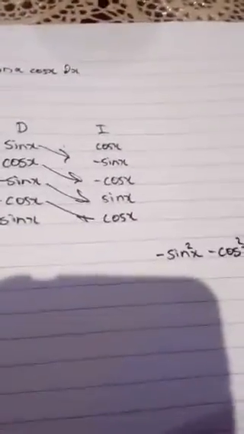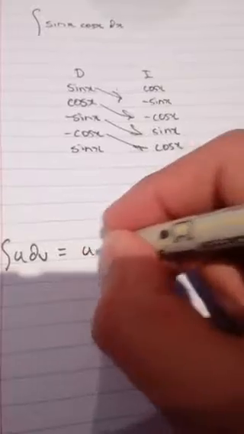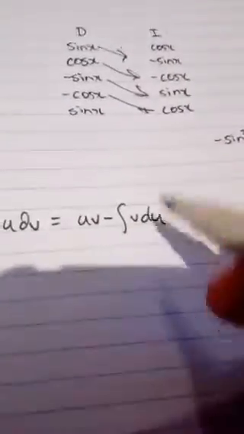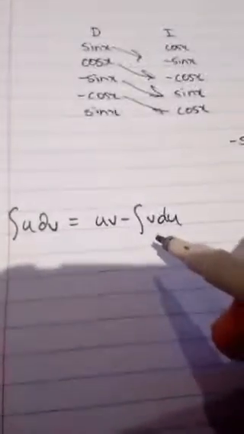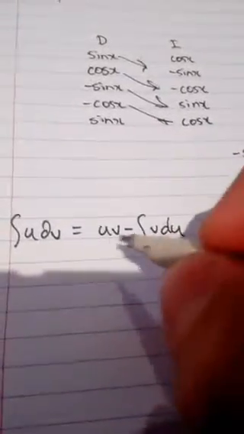We can't solve it this way. We have to do it the other way, which is uv minus the integral of v du. So the integral of u dv equals uv minus the integral of v du. And there's a little trick here that you'll see, right? Because this will also go on forever. But have a look at this. U, okay?